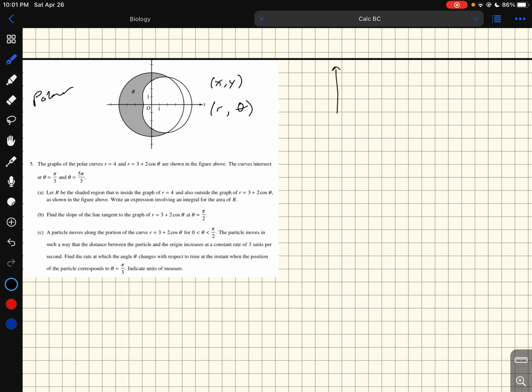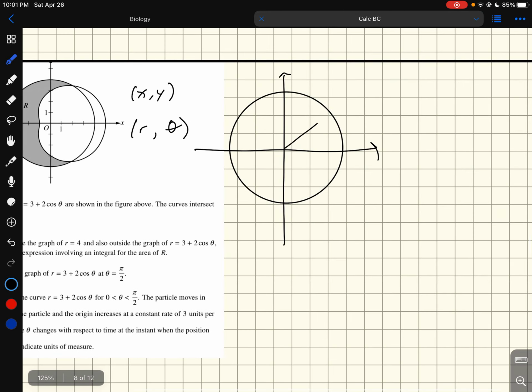So polar has to do with circles, essentially. So if I have a circle like this, I should just redraw these. This is my circle.